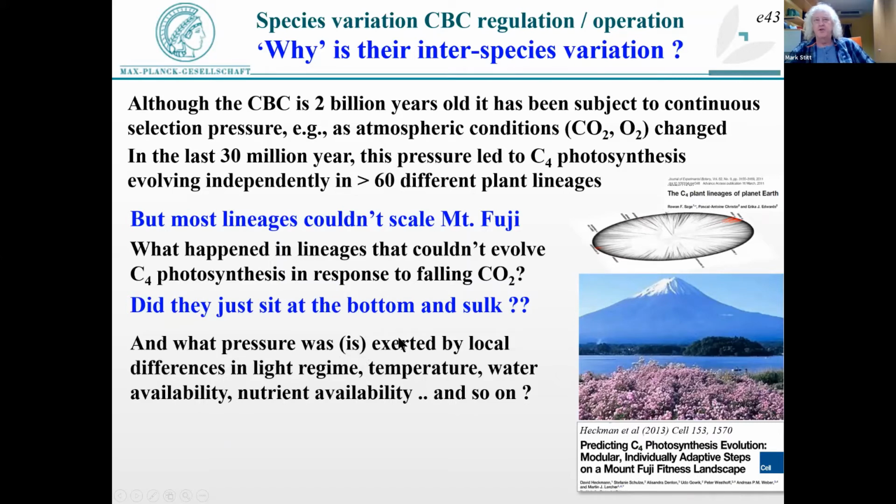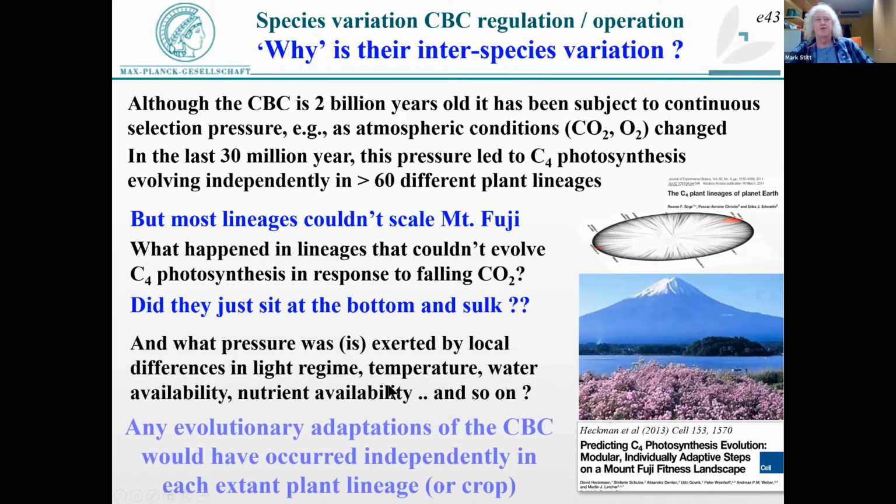And what pressure is exerted by local differences in light regime, temperature, water availability, nutrient availability, and so on. And of course, there would have been selection. Plants would have been struggling to survive. And the key point is any evolutionary adaptations of the Calvin Benson cycle would have occurred independently in each extant plant lineage.